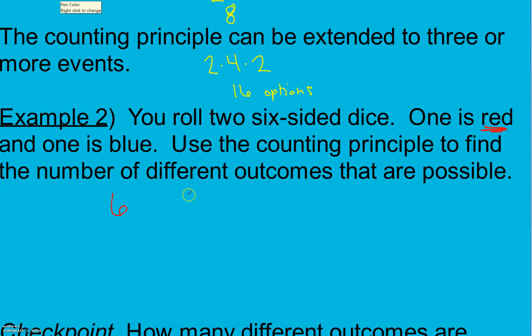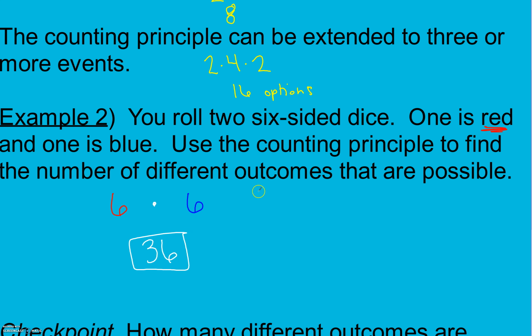For our blue die, we have the same. We could roll a 1, a 2, a 3, a 4, a 5, and a 6. So our counting principle tells us that we can take those two values and multiply them together to get our total number of outcomes, which is 36.